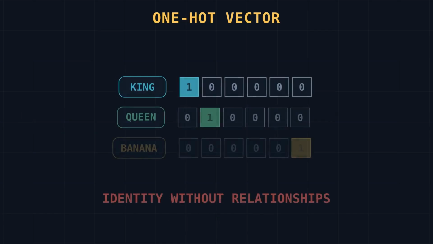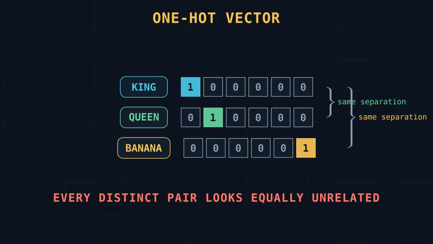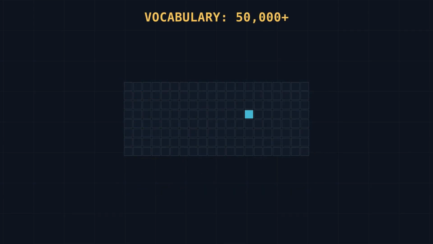It also knows nothing about relationships. King and queen differ in one active switch. King and banana also differ in one active switch. Under this representation, every distinct pair is equally unrelated. The panel can say which token arrived, but it cannot say that queen is used more like king than banana is. Then scale the wall to a vocabulary with tens of thousands of entries.